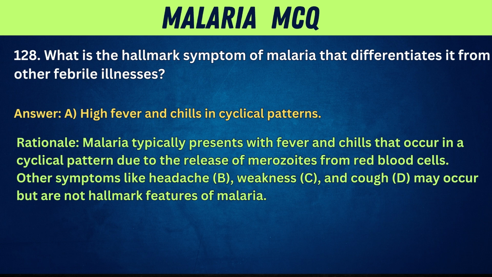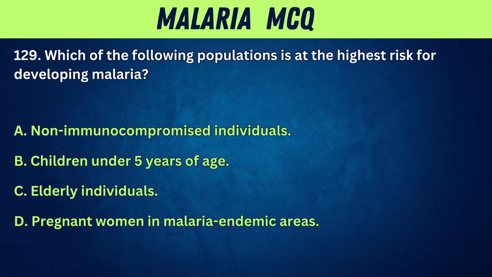Rationale: malaria typically presents with fever and chills that occur in a cyclical pattern due to the release of merozoites from red blood cells. Other symptoms like headache (B), weakness (C), and cough (D) may occur but are not hallmark features of malaria. 129. Which of the following populations is at the highest risk for developing malaria?